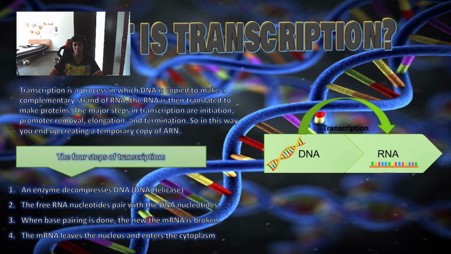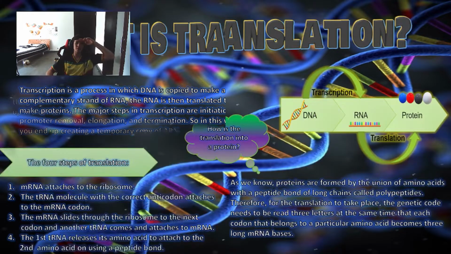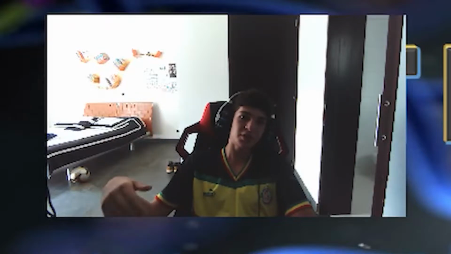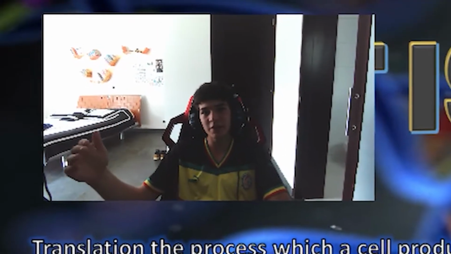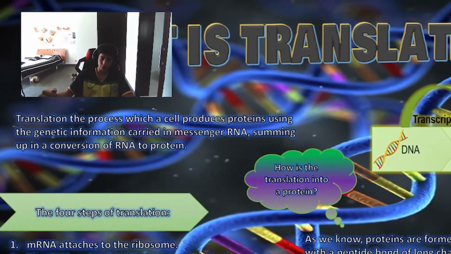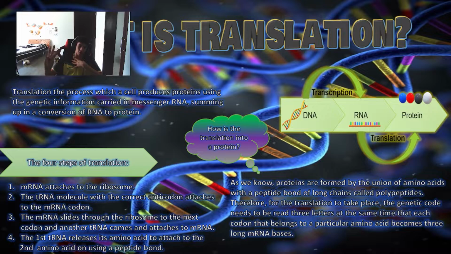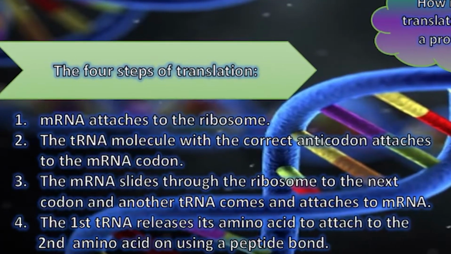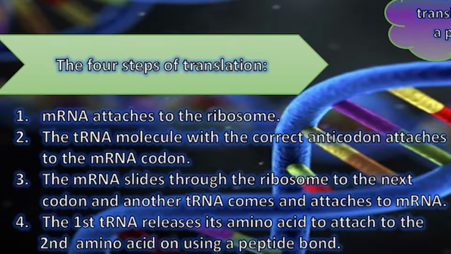Okay, so let's continue with translation. Translation is the process in which the cell produces proteins using the genetic information carried in messenger RNA, summing up the conversion of RNA into proteins. Okay, and here are four important steps of translation. The first one is the mRNA attaches to the ribosome. The second one is a tRNA molecule with the correct anticodon attaches to the mRNA codon.